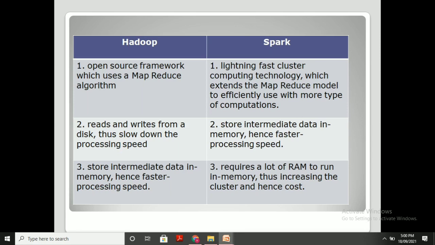Hadoop reads and writes from the disk, thus the processing speed of Hadoop is very low, whereas Spark uses in-memory storage for the intermediate data, hence the processing speed is much faster. So Hadoop stores the intermediate data on disk, hence the processing speed of Spark is higher.